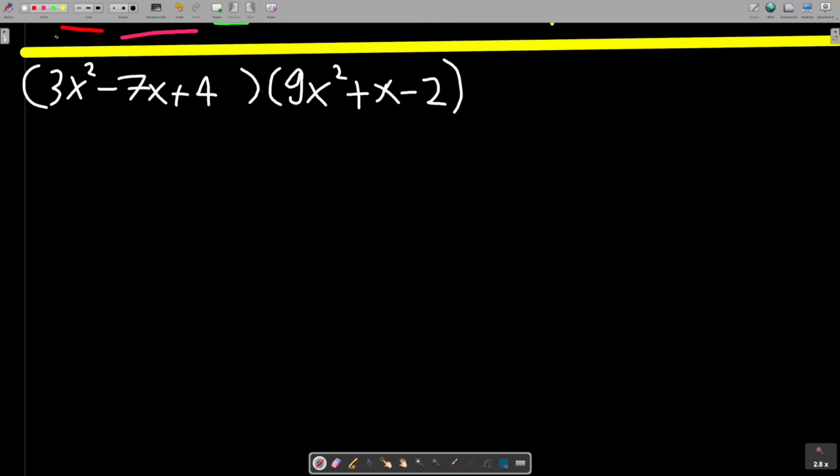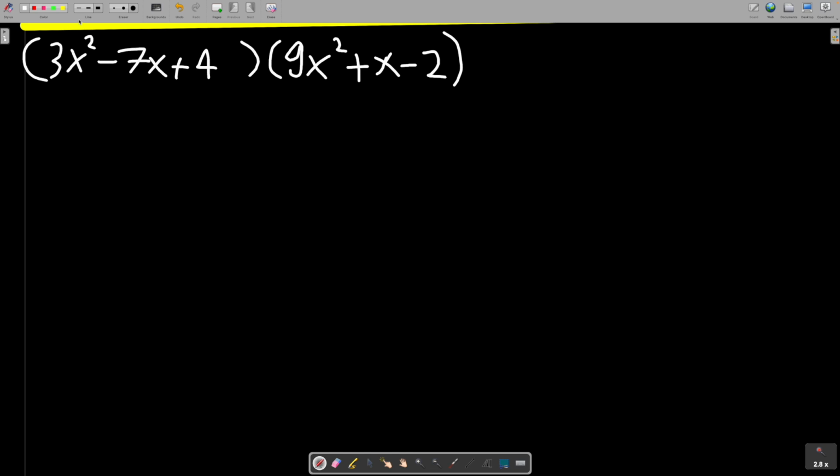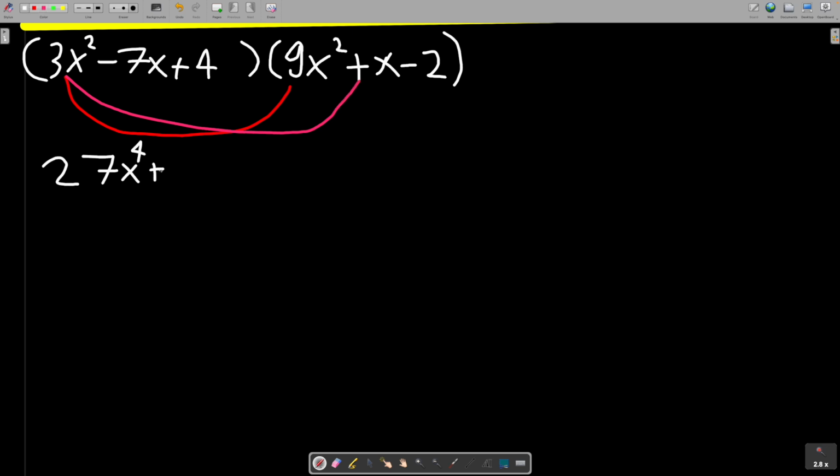We have a trinomial times a trinomial, so it's going to be a little harder. First, we're going to have 3x squared times 9x squared, which is 3 times 9 is 27. X squared times x squared, 2 plus 2 is just 4, so x to the power of 4. Next up, we have 3x squared times x, which is positive 3x cubed. And next we have 3x squared times negative 2, which is just negative 6x squared.